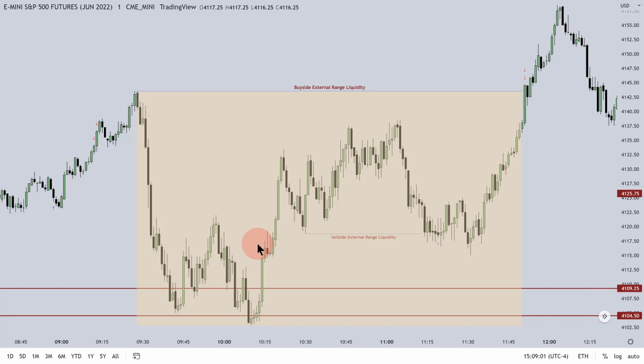So if I'm going long here and I'm buying sell side external range liquidity, I need to find opposing buy side external range liquidity. So my mind was set up to think that this high would be a likely draw on liquidity. The buy side liquidity resting above that would be in the form of external range liquidity because it's outside the range that price has been trading in until we get to it here, where my orders were filled.